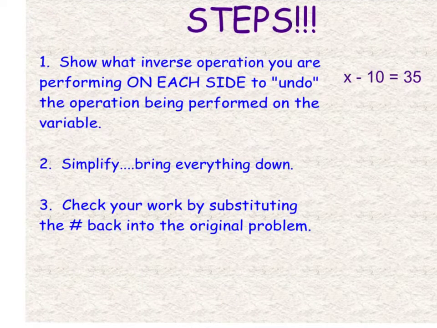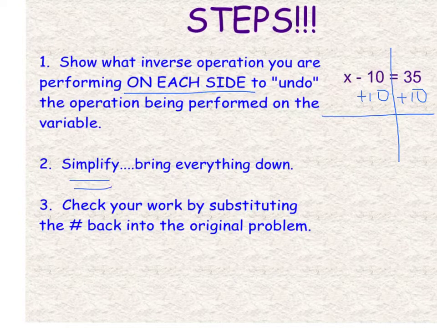So the steps. The first thing you need to do is show what you're doing on both sides. So we separate the two sides. You find your variable. So right here is your variable. It says minus 10, so we are going to add 10 to both sides. And so you are showing what you're doing on each side.